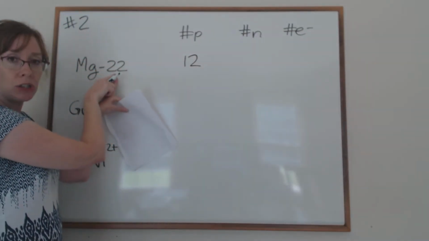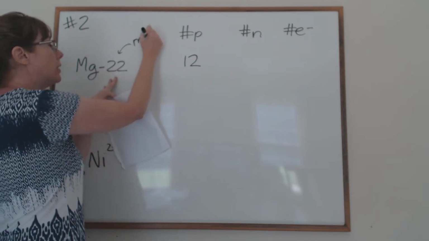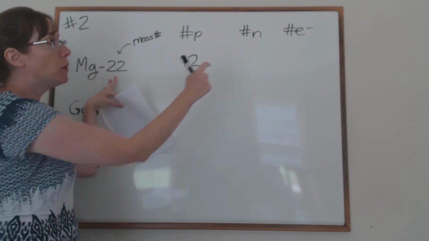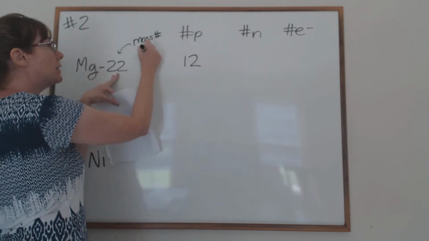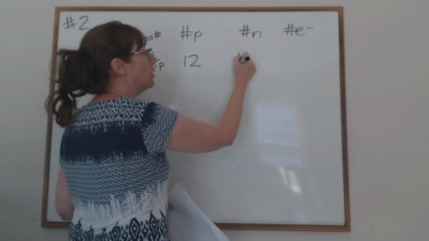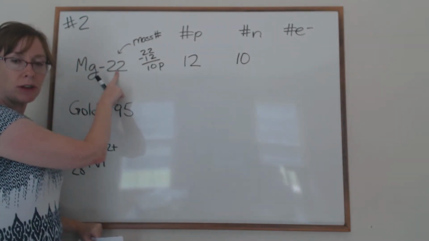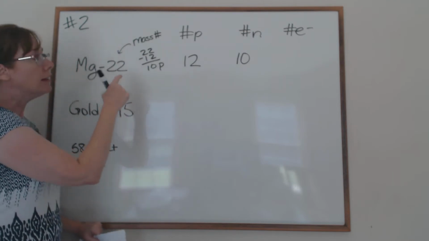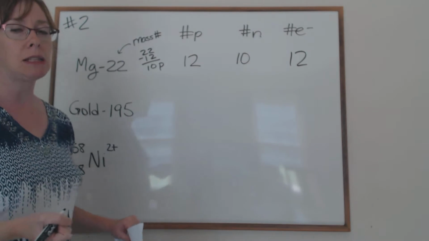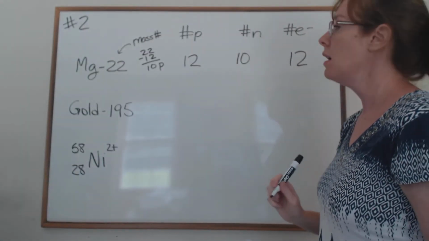So this is the isotope, the form of magnesium that has a mass number of 22. This is your mass number. It's the number of protons plus neutrons. So if you want to figure out the neutrons, you would just take the mass number and subtract out the protons. And that would give you 10 neutrons, because this is the total of protons plus neutrons. Electrons would just be the same as the protons unless you are told a charge. That's what makes it neutral, to have the same number of positive particles as you have negative particles.